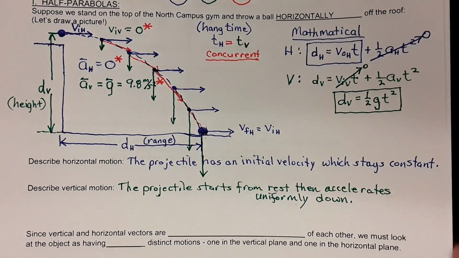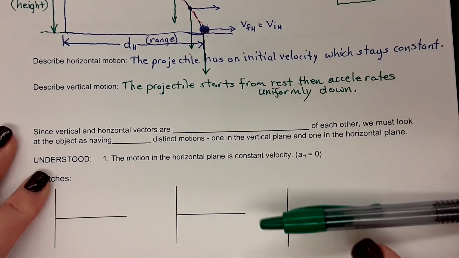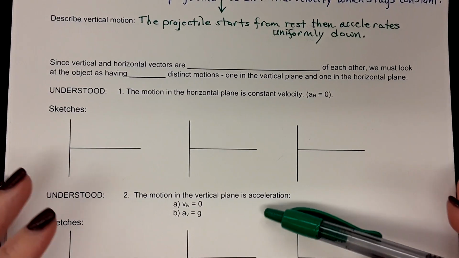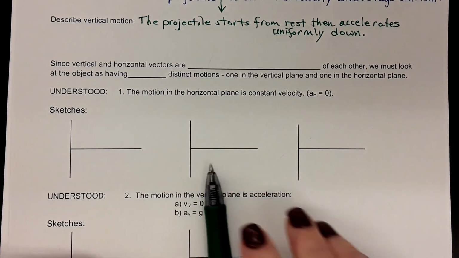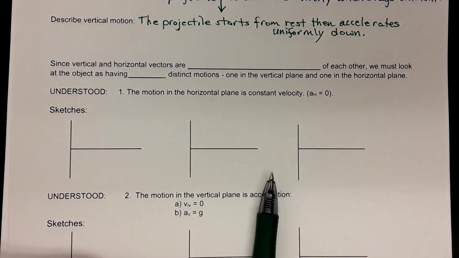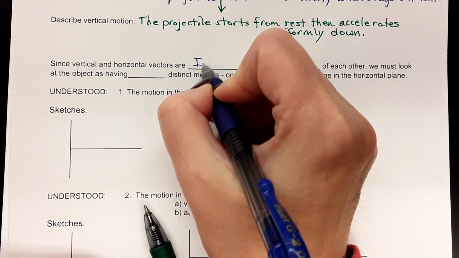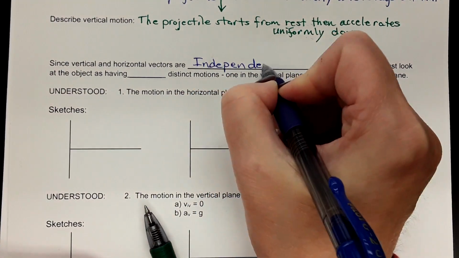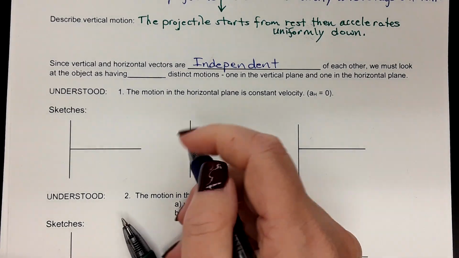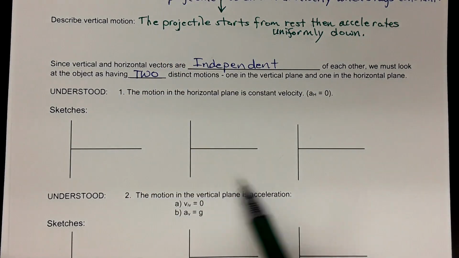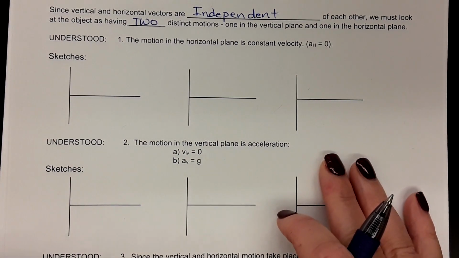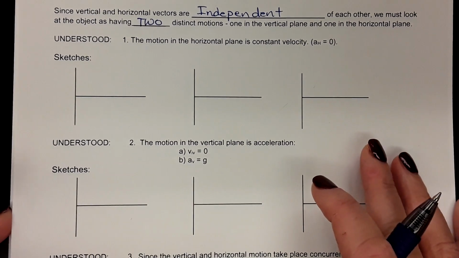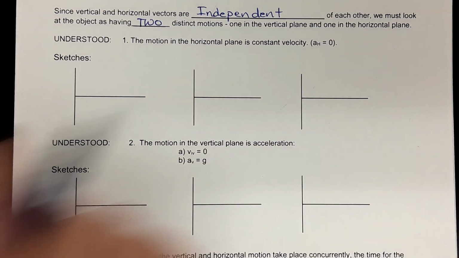Now, let's take a look at how we would look at this same motion graphically. It's important to understand what the graphs would look like for an object traveling as a projectile. Now, since the vertical and horizontal motions are independent of each other, okay, remember they are independent of each other, we must look at the object as having two distinct motions, one in the vertical plane, one in the horizontal plane. So that means we have to look at the graphs the same way. We have to separate the motions out because they are independent. So let's start with the horizontal motion. This one's going to be easy.